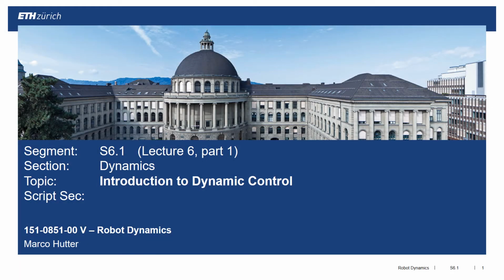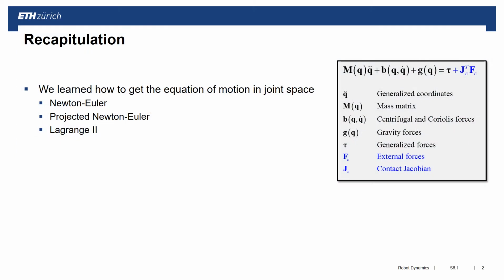In today's lecture, we're discussing how we can use the dynamics equations of motion that we derived last week in order to control a robotic system. In last week's video segments, we looked at three different methods in how we can derive the equations of motion in joint space as a function of q, q dot, and q double dot. In particular, we looked at Newton-Euler, projected Newton-Euler, and Lagrange 2.